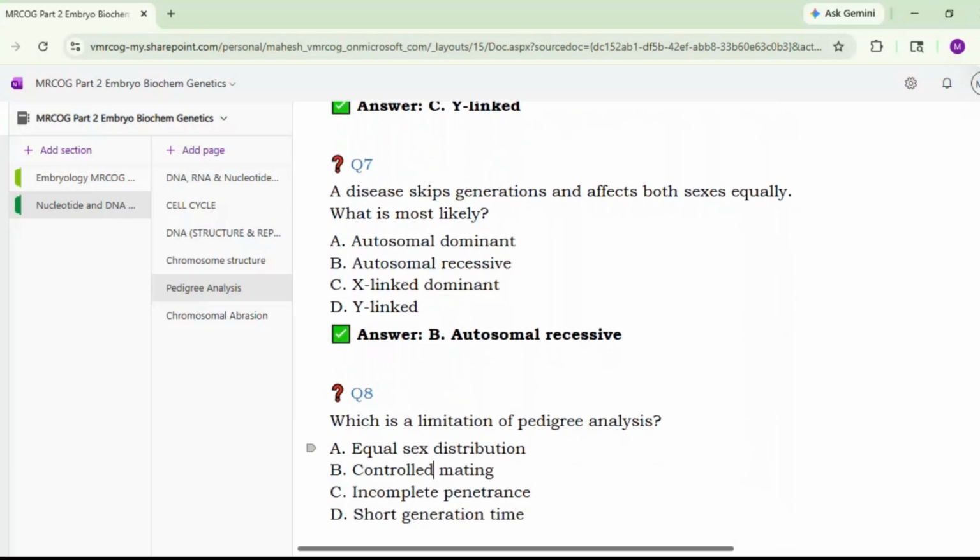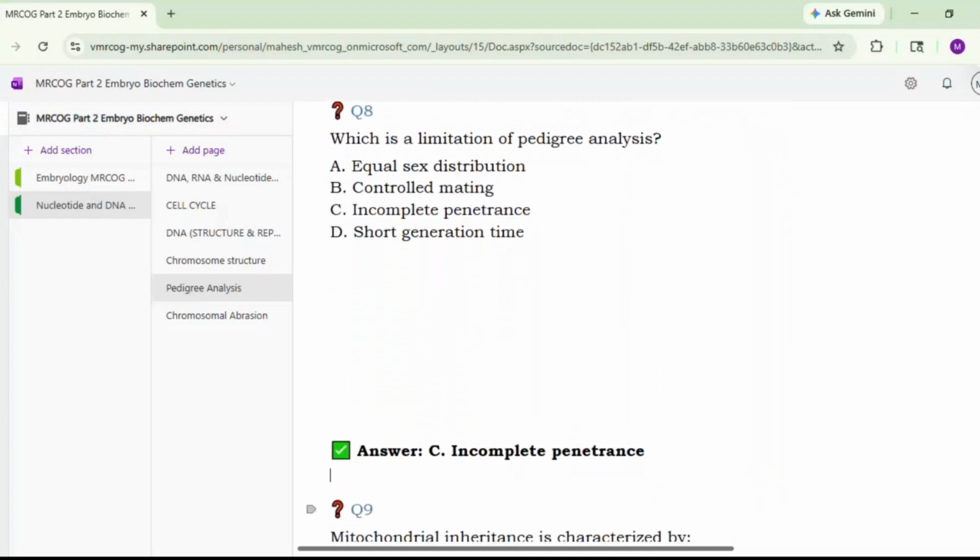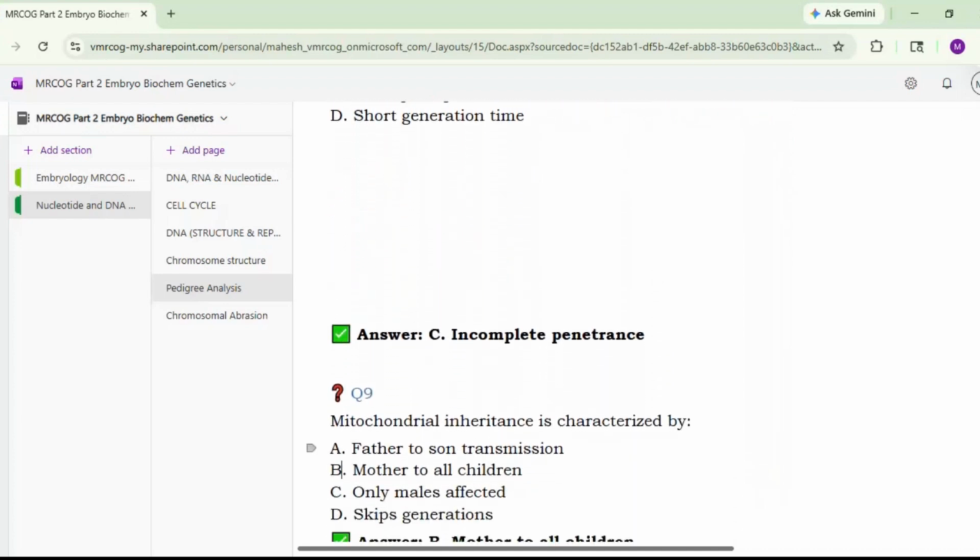Next. Which is a limitation of pedigree analysis? Equal sex distribution, controlled mating, incomplete penetrance, short generation time. Sir, incomplete penetrance. That could be one. Yes. Incomplete penetrance. Next.